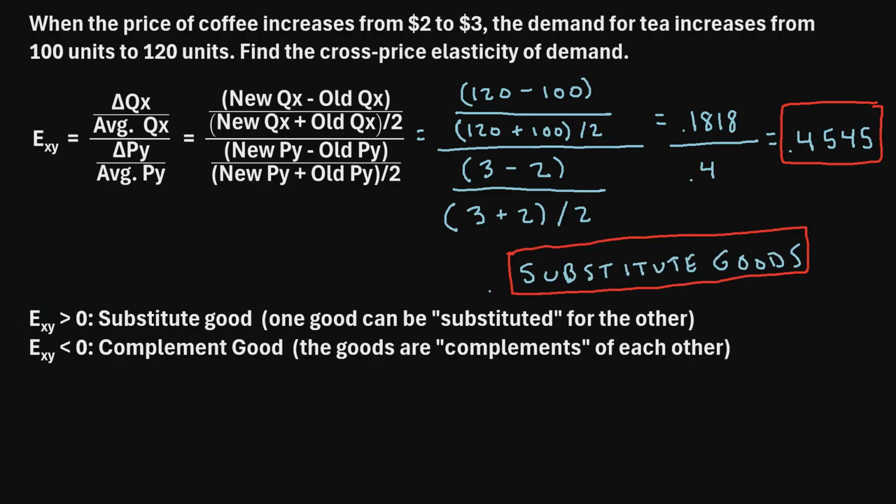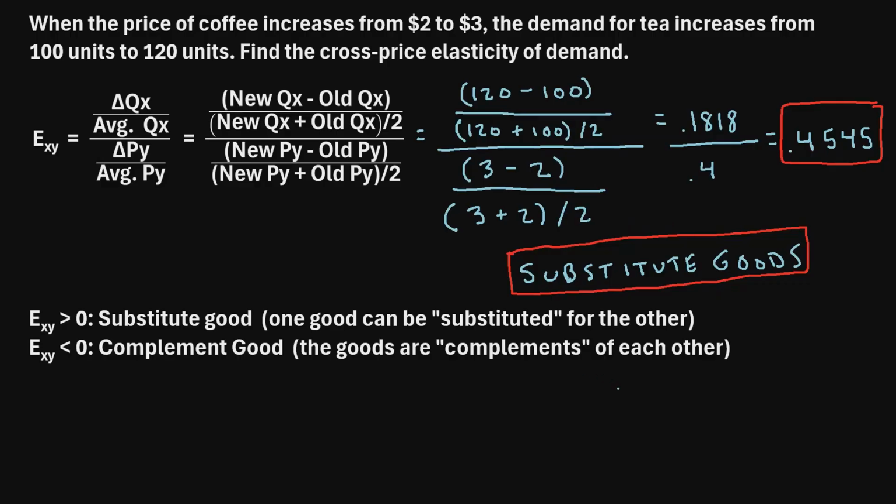So all that really means is that we're substituting some of our coffee consumption with tea. So we're saying to ourselves, okay, the price of coffee has increased from $2 to $3. So I'm going to buy a little bit less coffee, and maybe I'll buy a little bit more tea. So my quantity demanded for tea has increased. In other words, I'm substituting some of my coffee consumption with tea consumption.